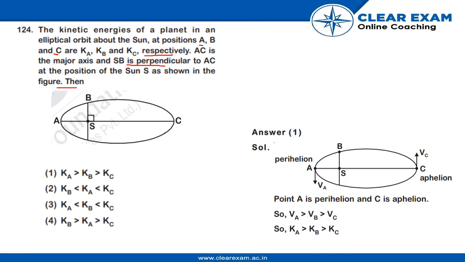Now, at position A, the distance between the planet and the Sun is the shortest, and at position C it is the most. So hence the speed of the planet is greater at position A in comparison to position C. So the kinetic energy at A would be the greatest, the kinetic energy at B would be in second position, and the kinetic energy at C would be the least. So the correct option for this question is the first option.